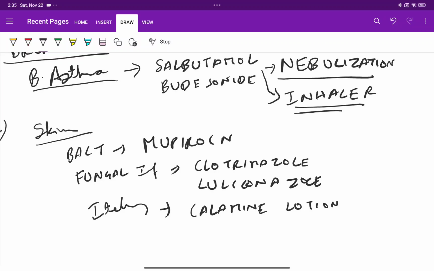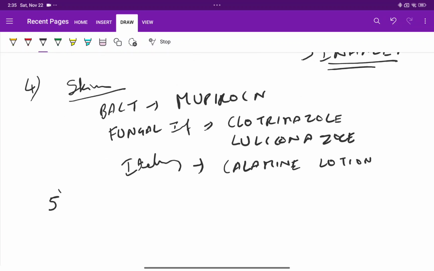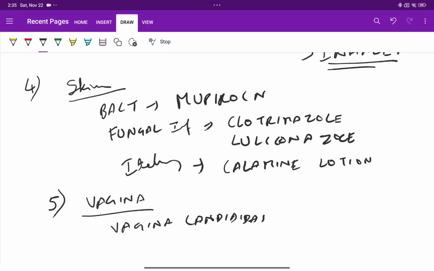Then the fifth one is for the vagina. Commonly, ladies present with vaginal candidiasis, intense itching.